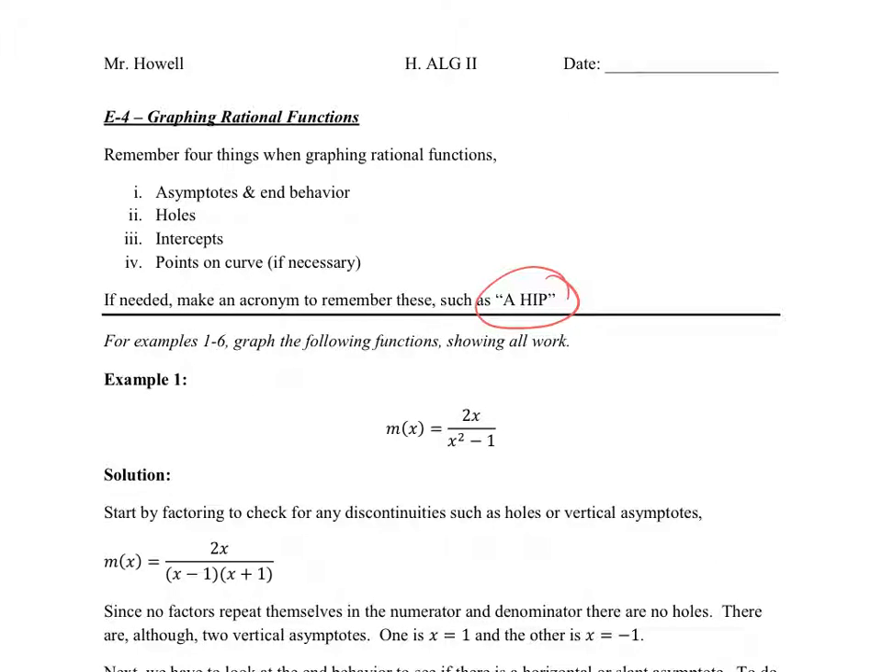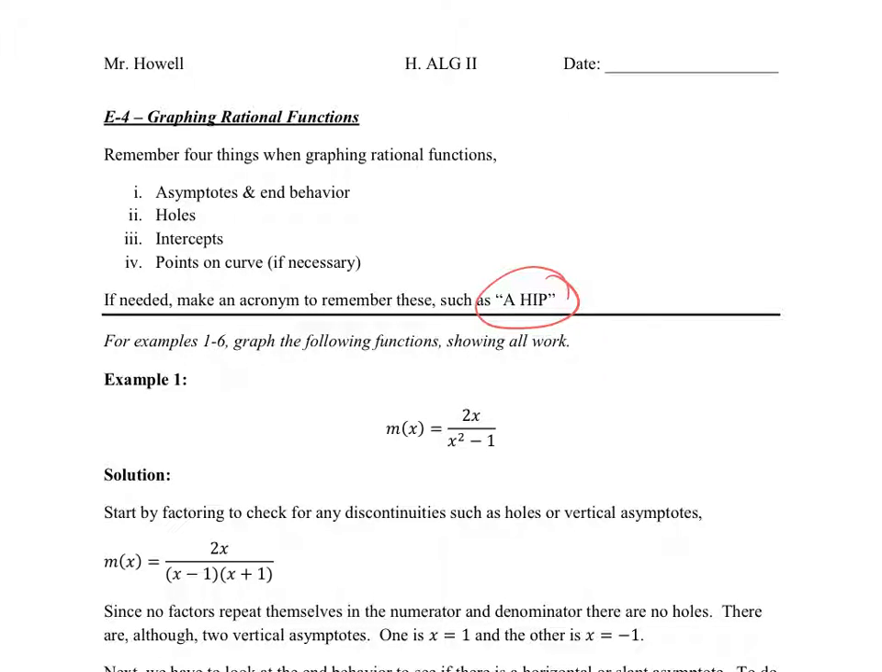So A for asymptotes, H for holes, I for intercepts, and P is the last part. That's just points on the curve. Okay, points on the curve. But this is really everything we've done. We've done asymptotes. I put asymptotes and end behavior, meaning the horizontal and vertical and slant. Holes for repeated factors. Intercepts for x and y intercepts.